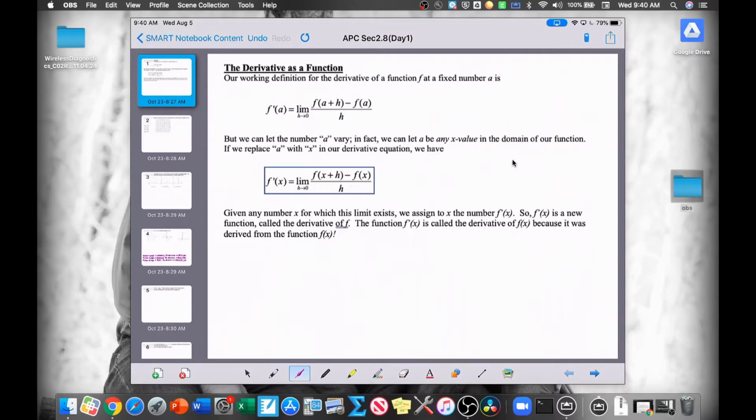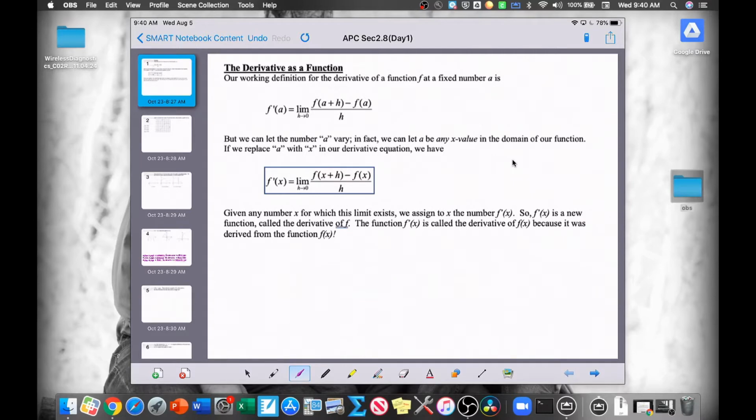So our working definition right now for the derivative of some function f at a fixed number a is f prime of a is equal to the limit as h approaches 0 of f of a plus h minus f of a over h. Hopefully you have that memorized by now. We've used it enough. But we can let the number a vary. In fact, a can be any x value, and we've already kind of done this in previous problems.